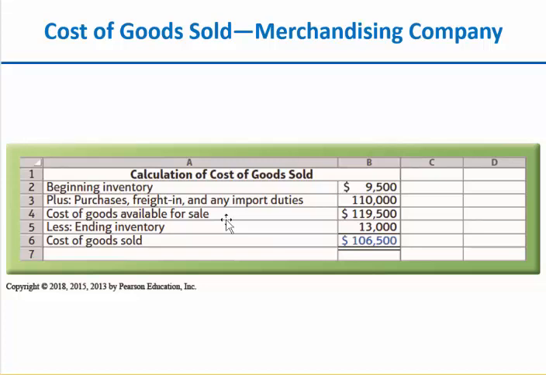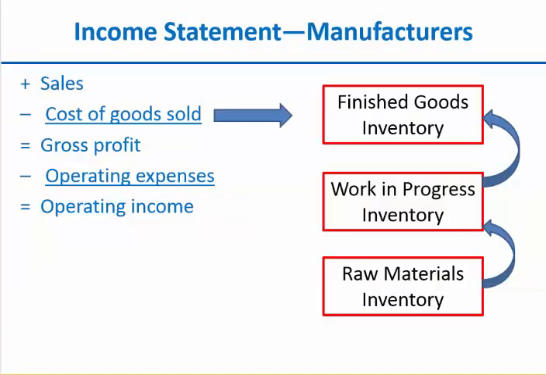By the end of the fiscal year, you can do a physical count to find out how many product units are left in your warehouse, and you call that ending inventory. Then you subtract ending inventory from the cost of goods available for sale. The result is called the cost of goods sold, the CGS. In this case, the CGS is 106,500. So that's how you find the CGS for a merchandising company.